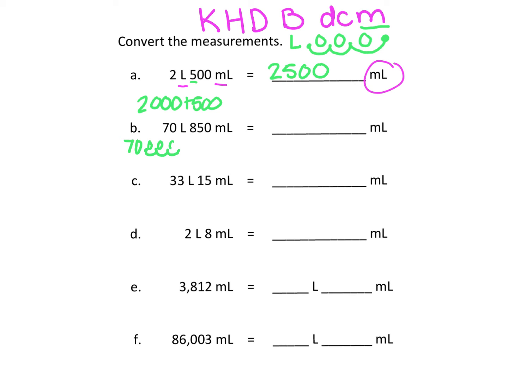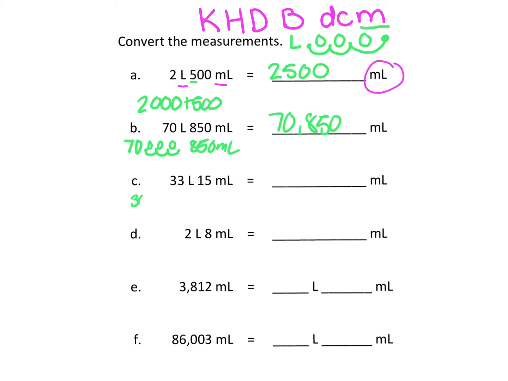Our next one, we have 70 liters, and we have to multiply by 10 3 times, moving our decimal to the right 3 times, which gives us 70,000 milliliters plus our 850 milliliters, which is going to give us 70,850 milliliters.